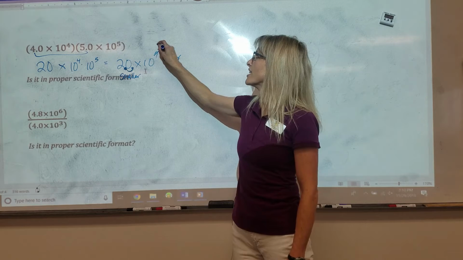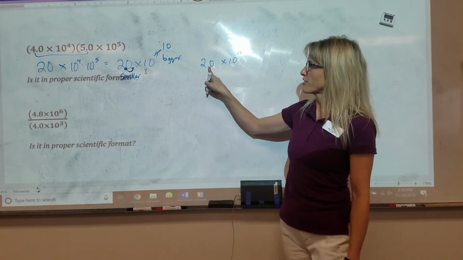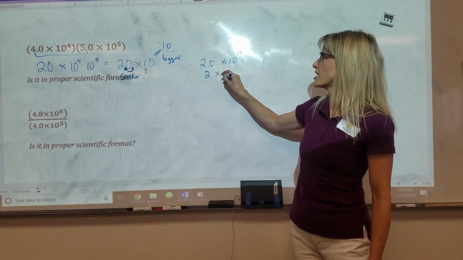Ethan, by the way, what would this become, the 9? It becomes 10. A 10, very good. So my final answer is 2.0 times 10 to the 10th. Do I have to write the 0.0? No, I can leave it 2.